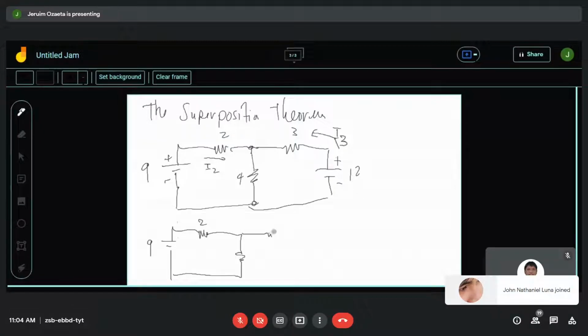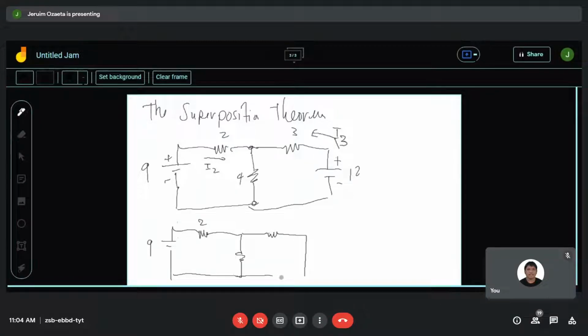Okay, the 12 volt supply, short-circuited ng 12, 3, 4. So we can call this I sub 2 prime, I sub 3 prime, I sub 4 prime. So you can get now the equivalent I sub 2 and I sub 4.